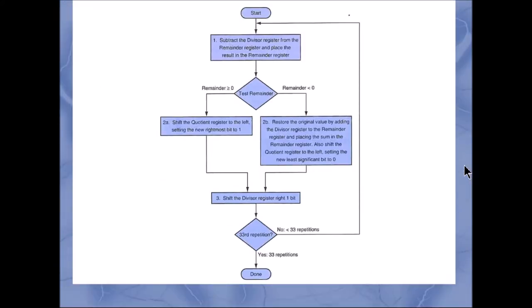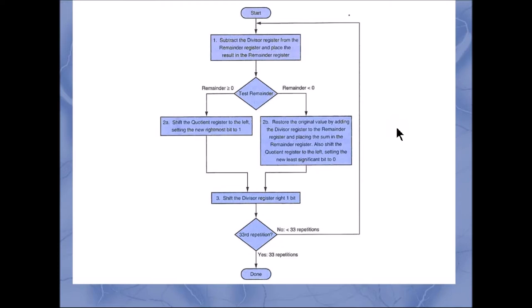So here's the algorithm that we're going to be following. Once we've got all of the registers set up, the algorithm flows like this. We start by subtracting the divisor register from the remainder register, and we place the result in the remainder register. Then we test the remainder. If the remainder is greater than or equal to 0, we shift the quotient register to the left, setting the new rightmost bit to 1. If the remainder is less than 0, then we restore the original value by adding the divisor register to the remainder register and placing the sum in the remainder register. In addition, we shift the quotient register to the left, setting the new least significant bit to 0.